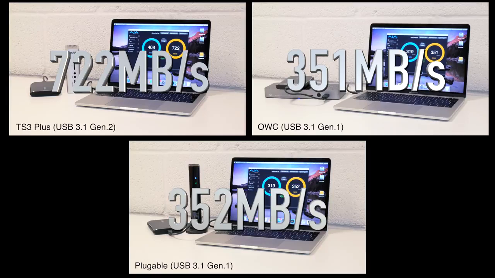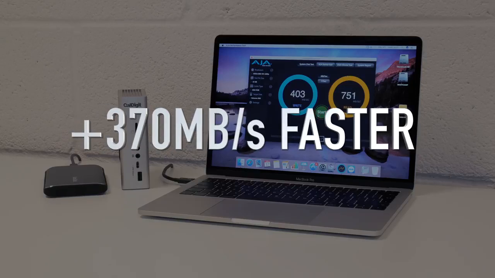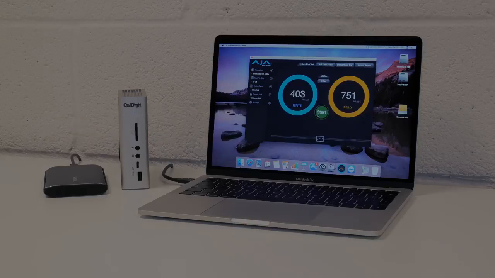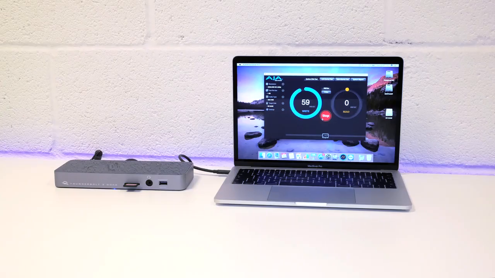As you can see, the TS3 Plus is getting read speeds of 722 megabytes per second, while the other docks are getting just over 350 megabytes a second. That's a difference of 370 megabytes per second, which is over double the performance of the other docks. So if you're someone who needs fast transfer speeds, the TS3 Plus offers the fastest USB performance of any of these three docks. Next, we will look at the performance of the SD card reader.